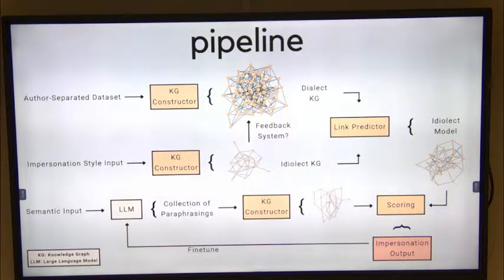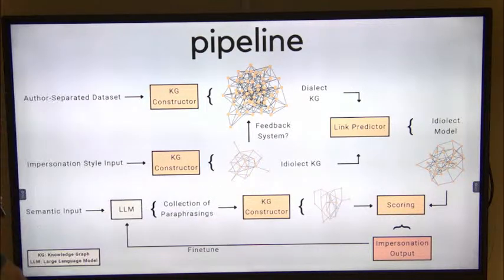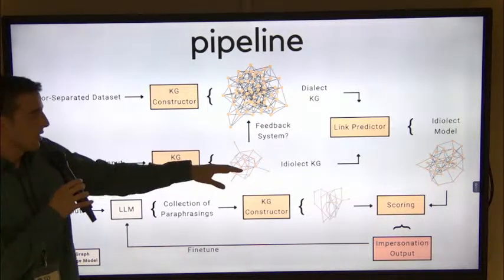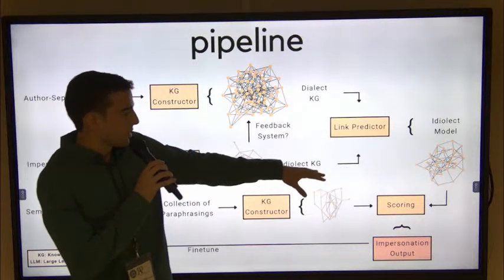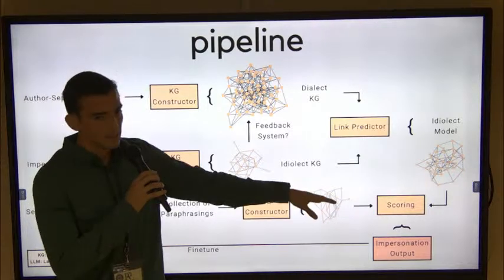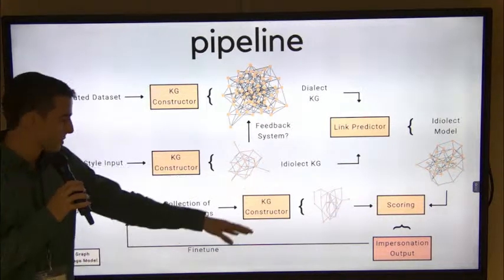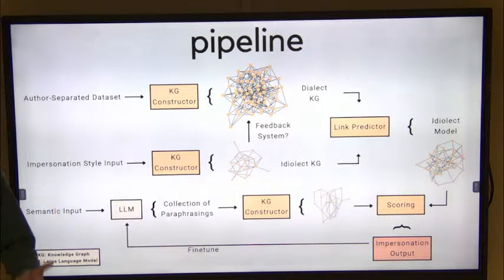And then again, this is the pipeline. So we have the author-separated data set, the impersonation style input, and the semantic input. With the semantic input, we generate paraphrasings, and for the author-separated data set, we generate the dialect model. And then for the idiolect, we do the same thing. We improve on the idiolect model, and then we score the paraphrasing model with the idiolect model, see how good the paraphrasings are, and then we push it back to the large language model so that it trains on its own.